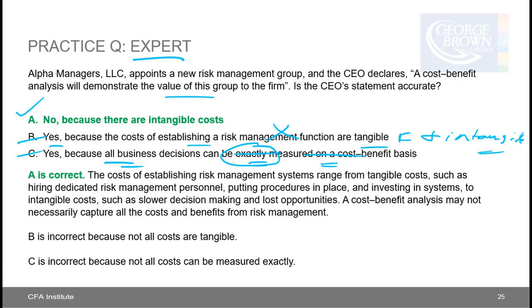Sometimes that's another technique for tackling multiple choice questions: look at an answer and know that one's wrong. I haven't even started to read A, but I know it's probably right. It says no, because there are intangible costs. That's the right one. I don't think that's too difficult if you understand that the cost-benefit analysis on the cost side includes tangible costs and intangible costs.